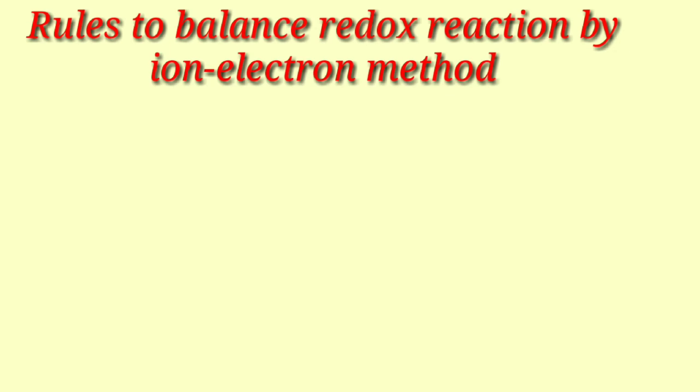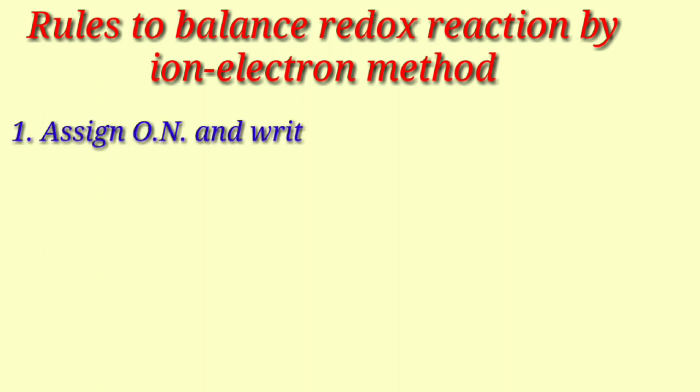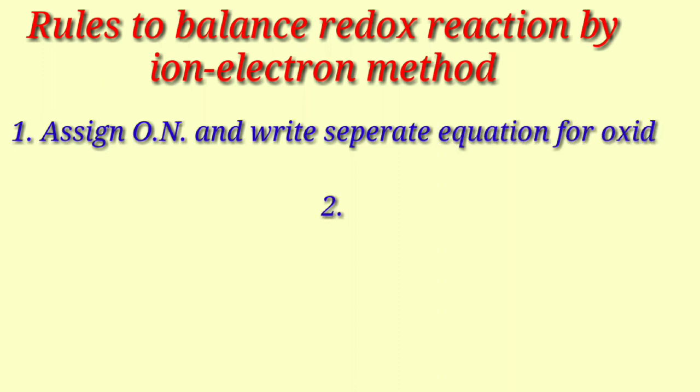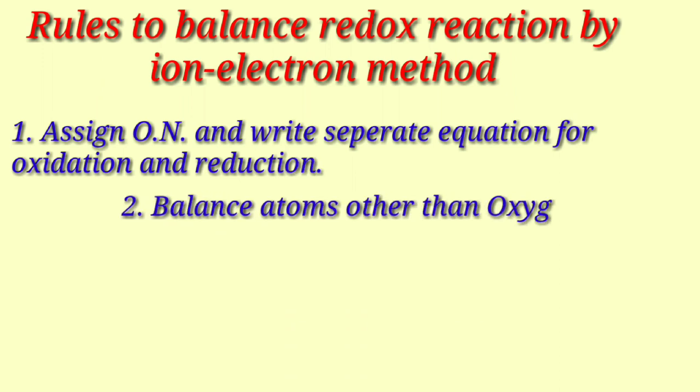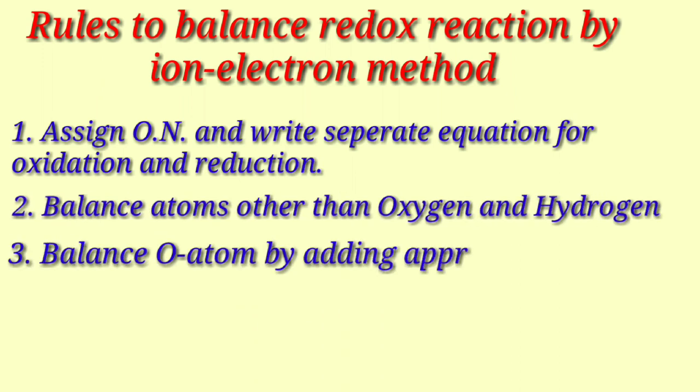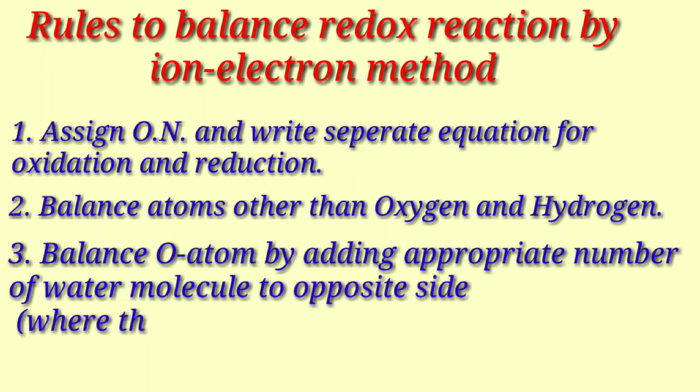Consider the following steps for balancing a redox reaction using the ion electron method. It involves the following steps. First step is to assign oxidation numbers and write separate equations for oxidation and reduction. Second step is to balance atoms other than oxygen and hydrogen. Third step is to balance oxygen atoms by adding the appropriate number of water molecules to the opposite side.